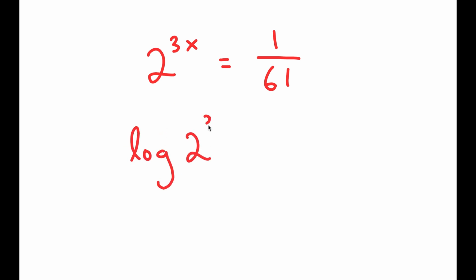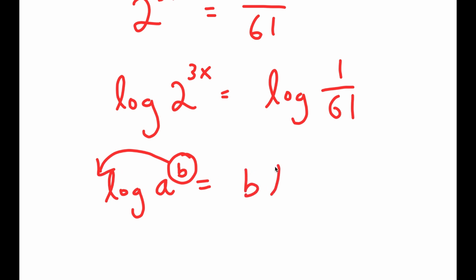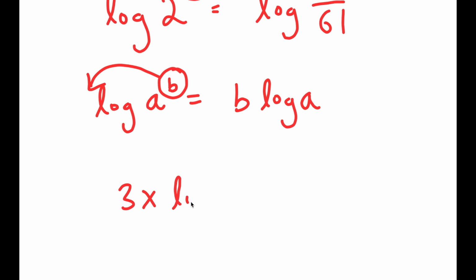So I get log 2 to the power of 3x is equal to log of 1 over 61. And if I have something in the form log a to the power of b, this is a property of logarithms, by the way, that you should be aware of, I can move b to the front. So this is equal to b times log a. So in this case, I have log 2 to the power of 3x, and I can move 3x to the front. So now I get 3x times log 2 is equal to log of 1 over 61.